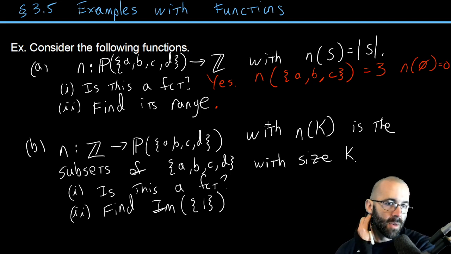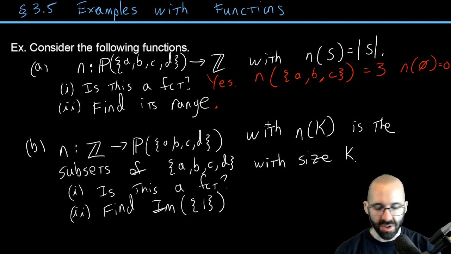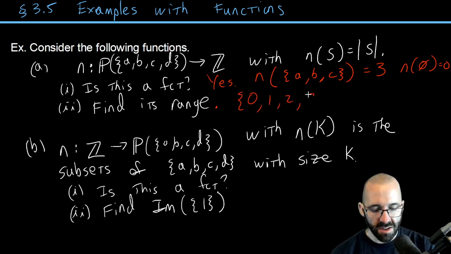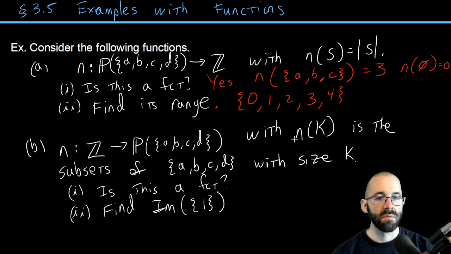What is the range? The range is the set of all outputs that actually happen. So the range, well, the empty set has size 0. There's sets with size 1, sets with size 2, sets of size 3, and there is one set of size 4. There are no other subsets of this set. There's no other element of the power set that has a cardinality other than these possibilities.